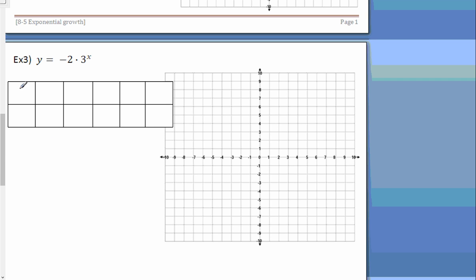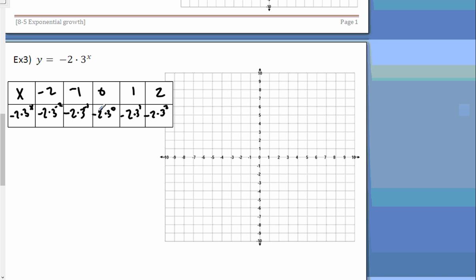Start off with x, and this is going to be negative 2 times 3 to the x. And I'm going to do negative 2, negative 1, 0, 1, and 2. So this is going to be negative 2 times 3 to the negative 2. This is going to be negative 2 times 3 to the negative 1. This is going to be negative 2 times 3 to the 0. Negative 2 times 3 to the 1, and negative 2 times 3 to the 2.